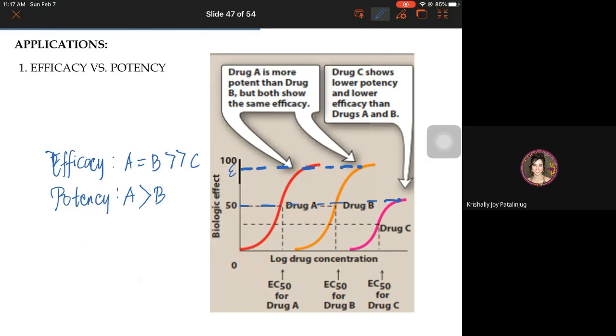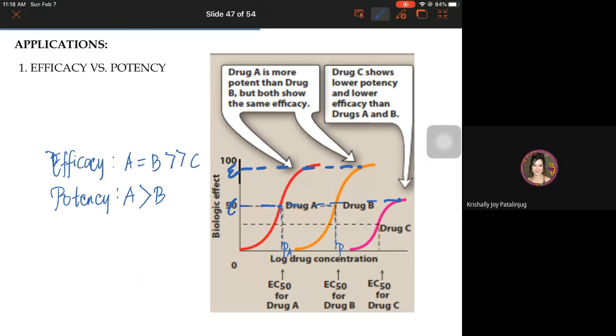Okay, so let's try to find out why. From the maximal response of drug A, 50% of the maximal response, this would be the dose that is required. So this would be the potency of drug A compared to the potency of drug B.